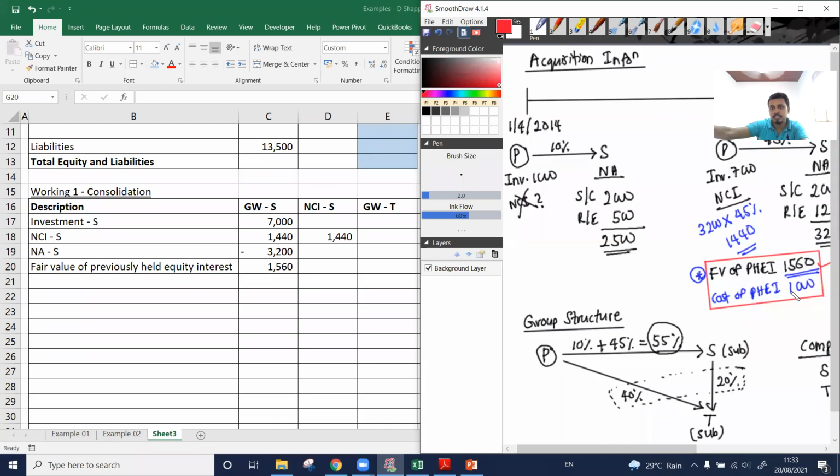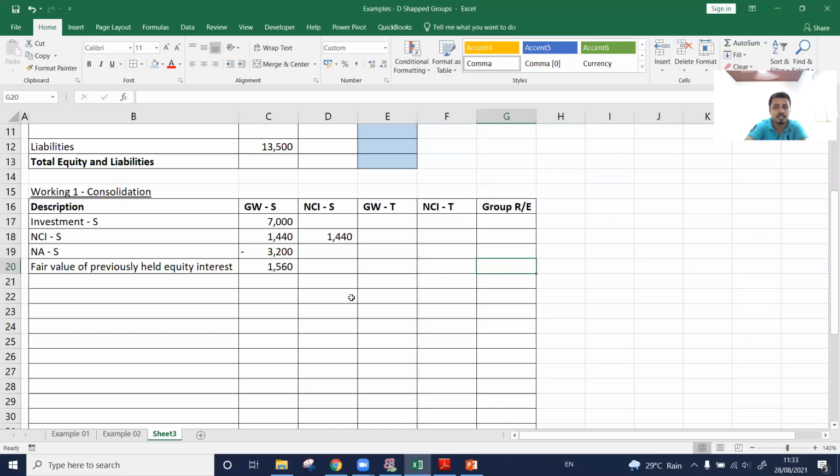We credited the investment at cost, so no value is left there. And we have debited to our cost of control account the fair value of 1,560. So the remaining 560 needs to be credited to group retained earnings. Credited 1,000, and this 560 credited, makes 1,560, debited to the cost of control account, 1,560.